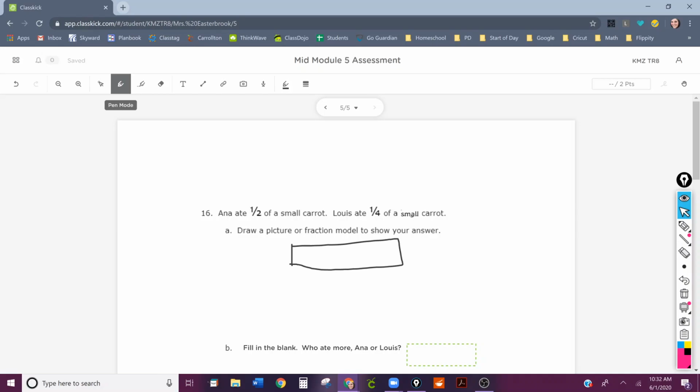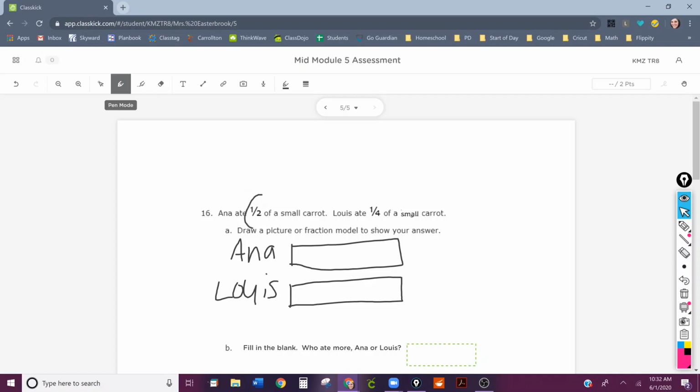So here's Anna's carrot. Here's Louis's carrot. And this was also worth a point, making these drawings. So some of you skipped that as well and lost out on that point. So if you want, you can always go back for those few questions that you had to do something that wasn't just fill in the blank, and you can go back and earn some extra points there.